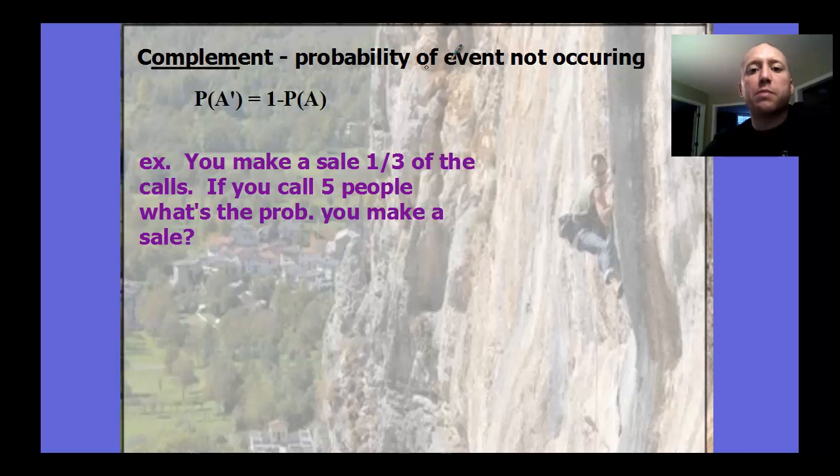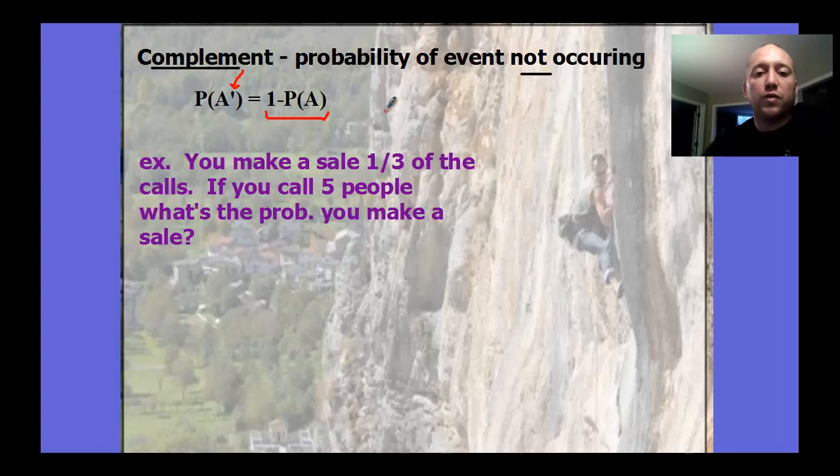Complement. The complement is the probability of the event not occurring. So we use this prime symbol here. The probability of A prime means 1 minus the probability of A. So 100% minus the percent probability of A, which gives the probability of it not occurring.